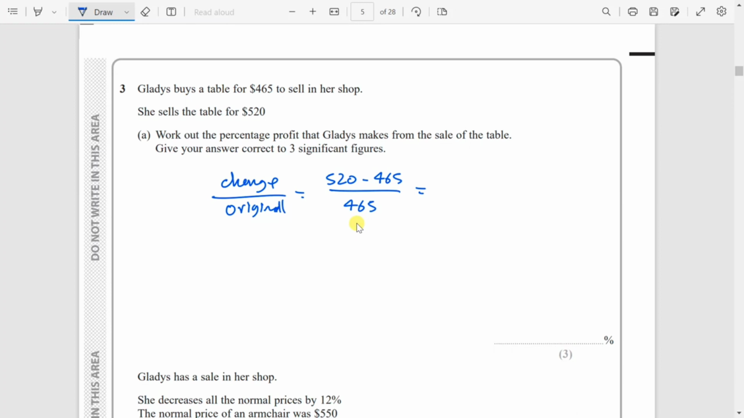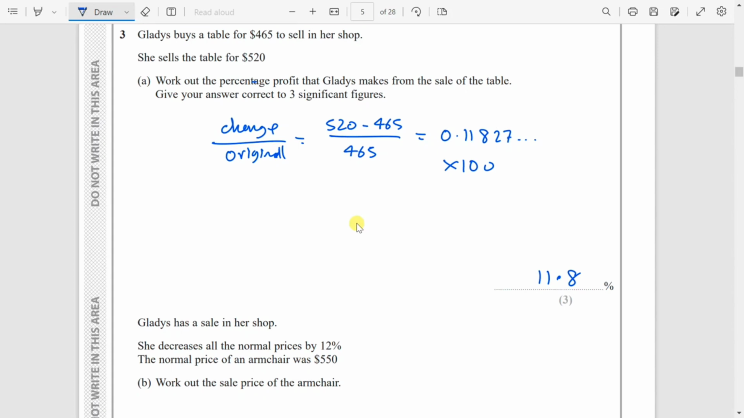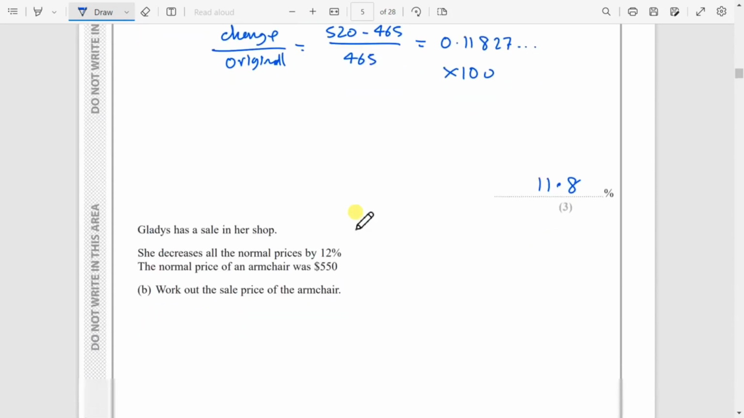When you get it, you should get an answer of about 0.11827. Give your answer to 3 significant figures, and they want the percentage. So to change it to a percentage, just times that by 100 in your calculator, and then round up. You should get something like 11.8. That's all you should really get. Okay, next one.